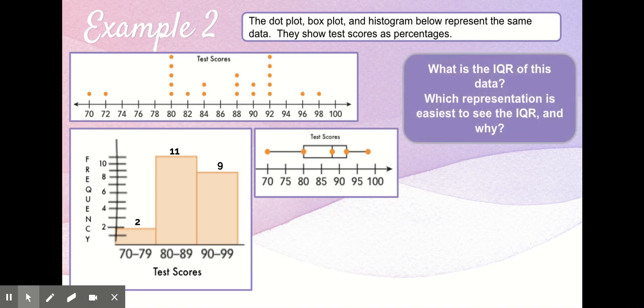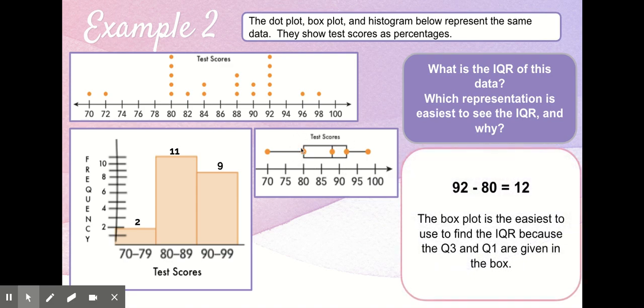I don't know that specifically from the histogram. What is the interquartile range of this data? Which representation is easiest to see the IQR and why? While you could use the dot plot above to manually find the IQR, it might be easier to use the box plot. Quartile 3 is 92 and quartile 1 is 80. If you subtract these two, you get 12.